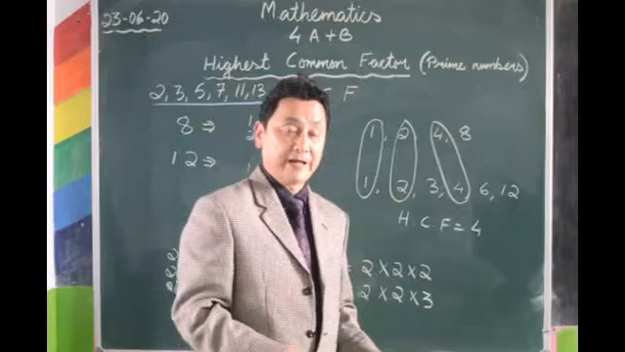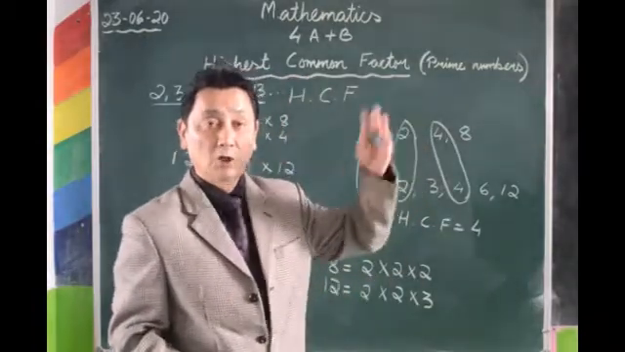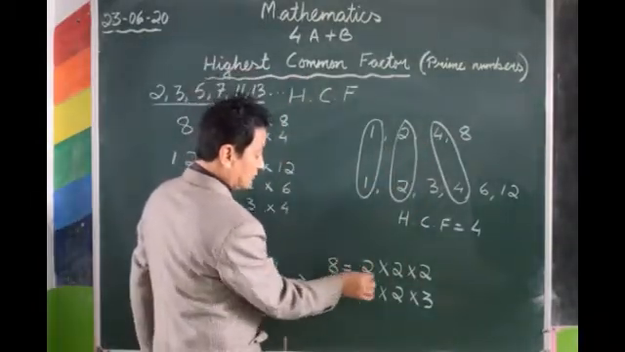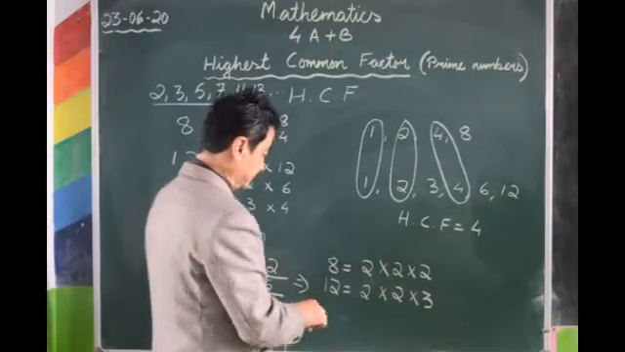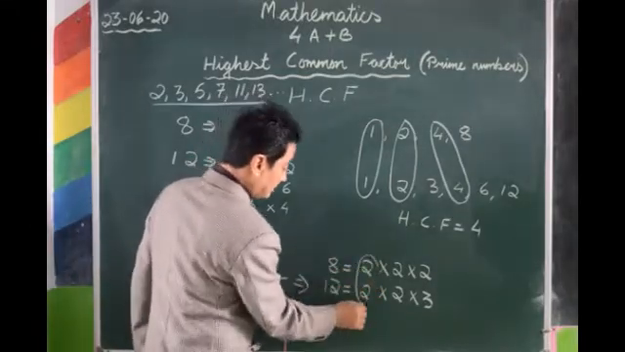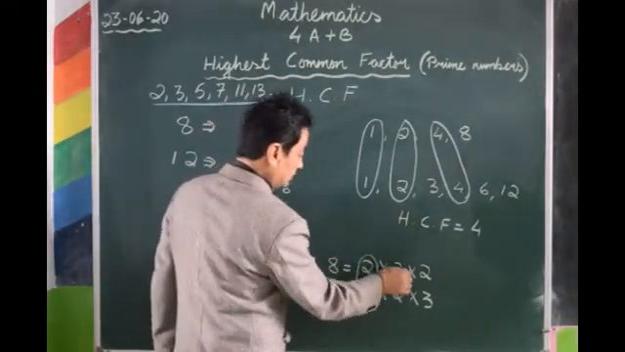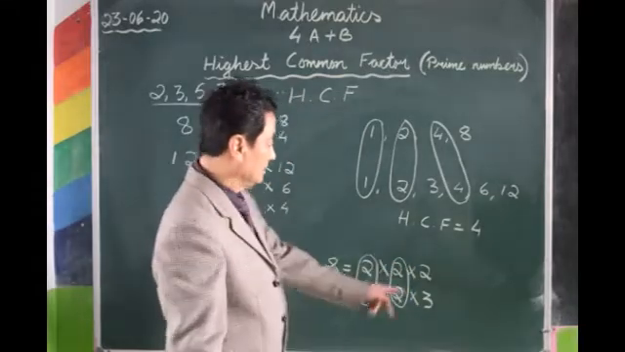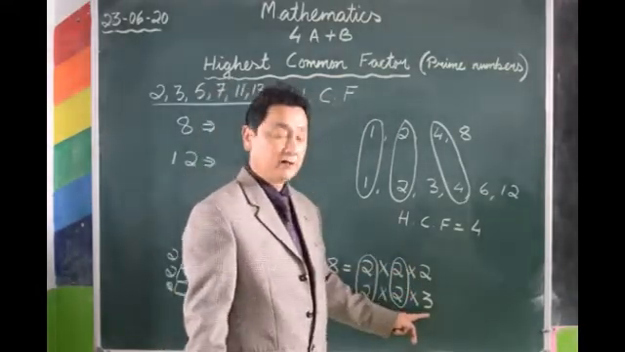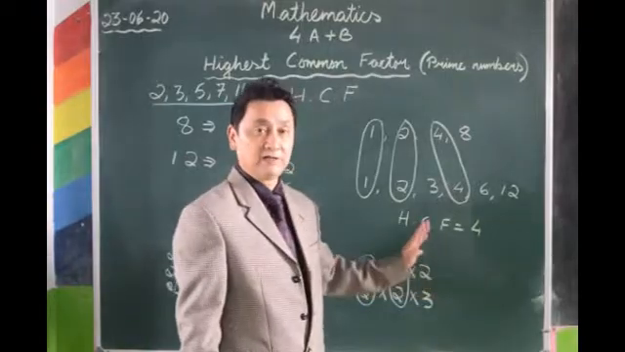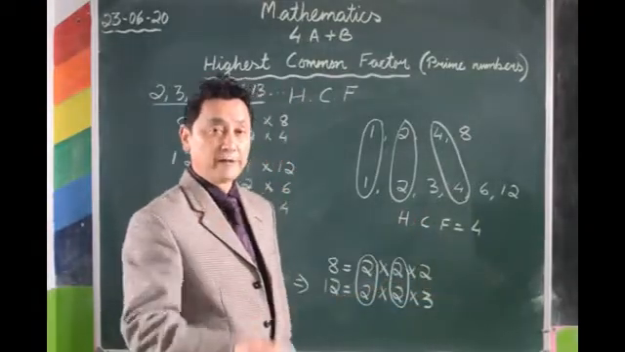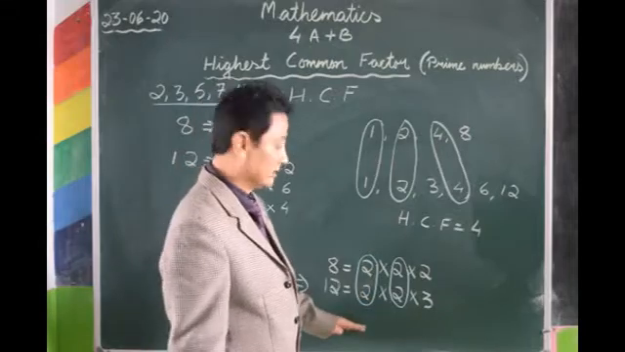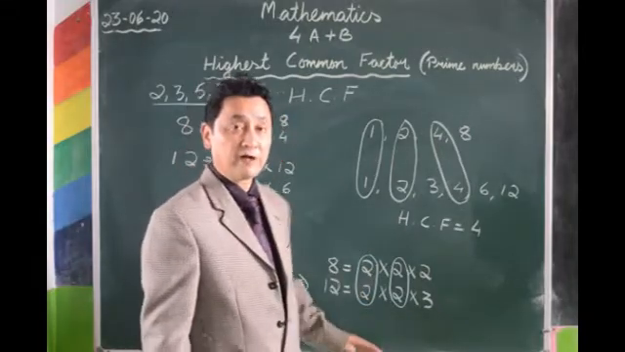Now we have to make pairs, which means circle the common numbers from 8 and 12. 2 and 2 is common. 2 and 2 is common. Okay? So the other 2 we don't find down here, and 3 we don't find up here, so we leave them. We only circle the common numbers. Is that clear? Now, when we write here, whichever is common, we have to write only 1, 2.